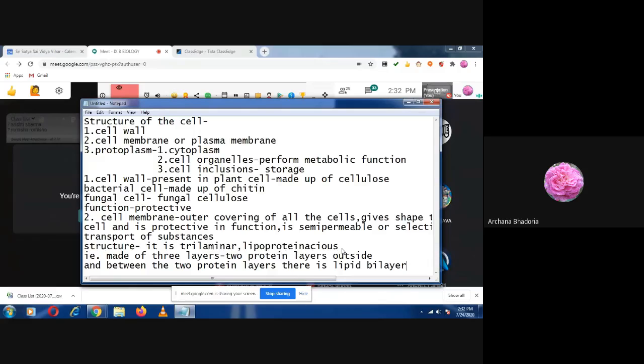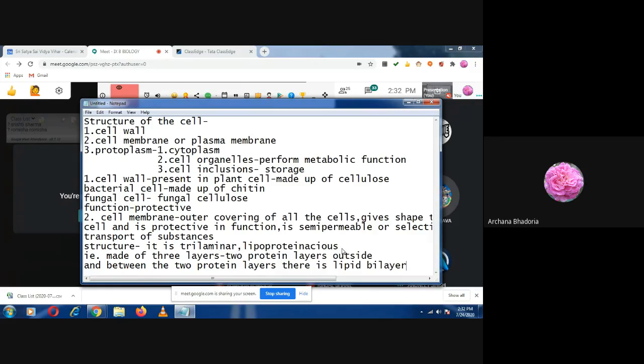Is it very clear to everyone this much? Yes, ma'am. Now I hope you understood why we are calling it lipoproteinaceous, because these three layers are made up of lipids and proteins. Children understand, lipid means fats.